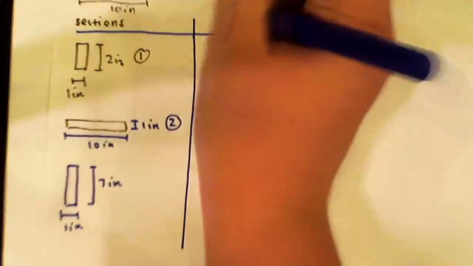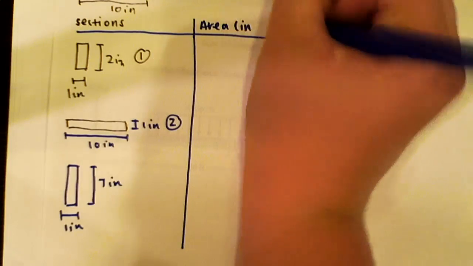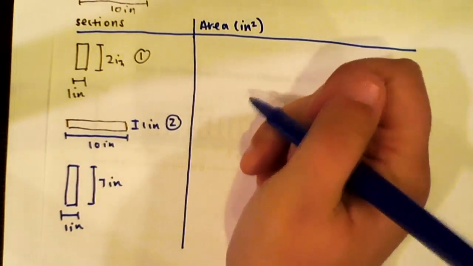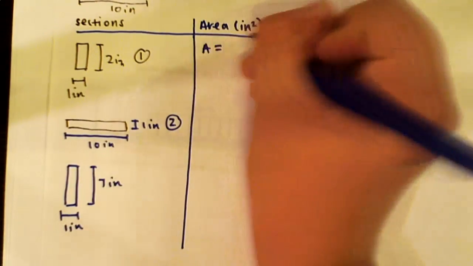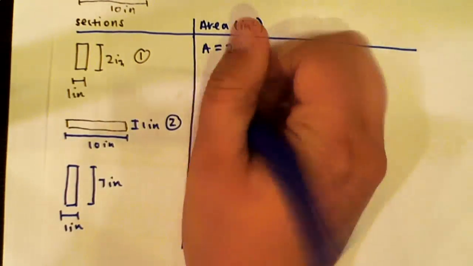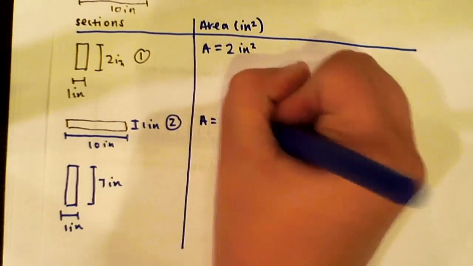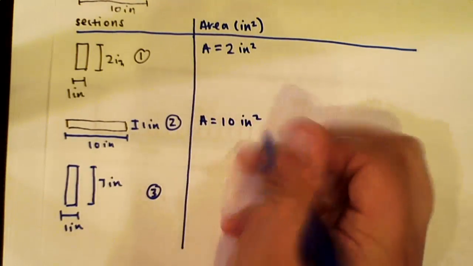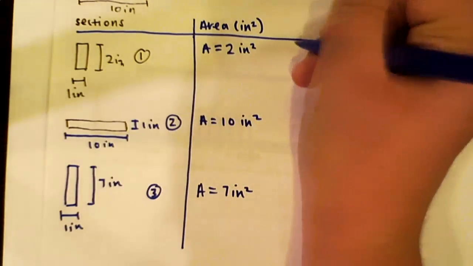So next, we can find our area for each of our sections. Our area for the first section is just base times height, so our area is going to end up being 2 inches squared. For our second section, it's going to be 10 times 1, so our area is just going to be 10 inches squared. And then for our third, it's just going to be 7 times 1, so our area is just going to be 7 inches squared. Fun rectangles.